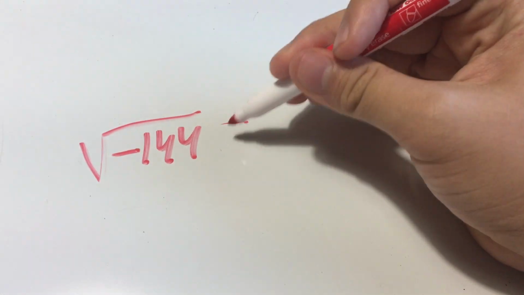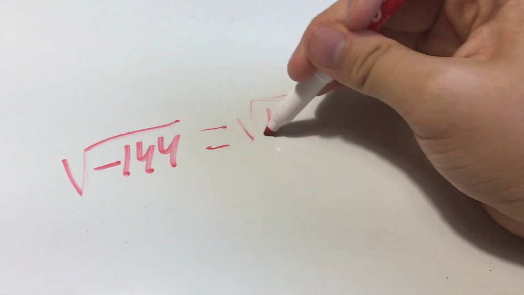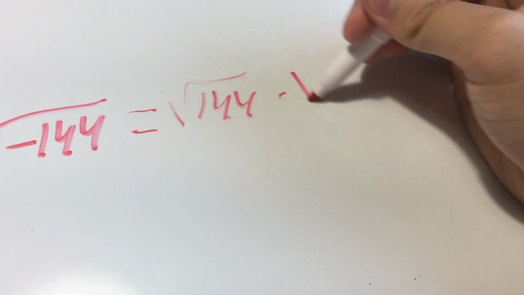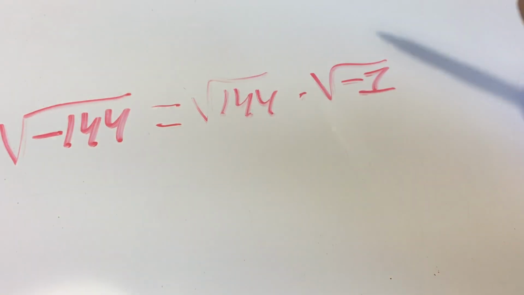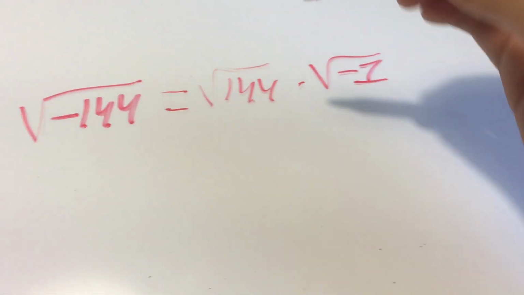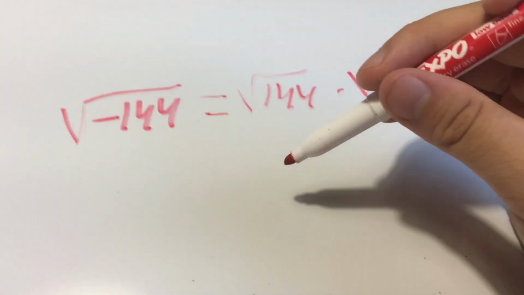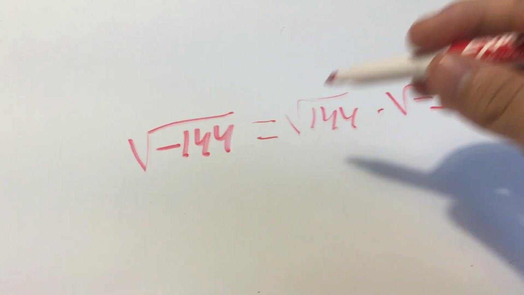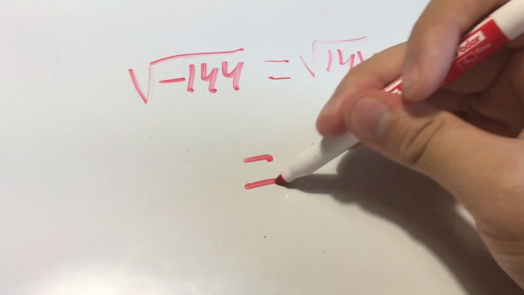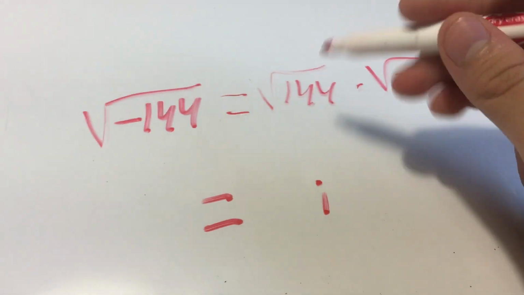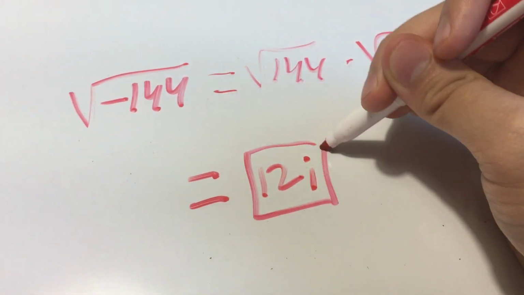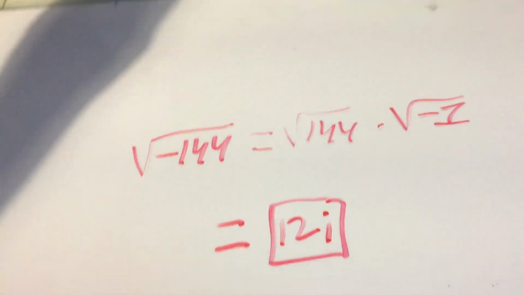Well, we can write it as 144 times -1. Get rid of the negative. And I is the square root of -1. So we know that for our answer, I is part of the answer. And the square root of 144 is 12. That is your answer. And it is an imaginary number. 12i is an imaginary number.